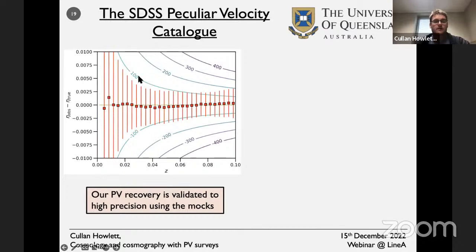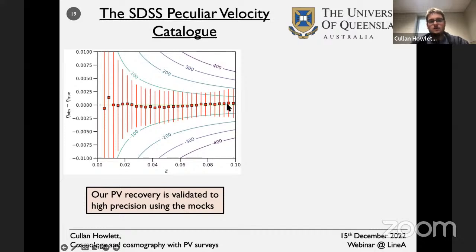So, like I said, we use these mocks to validate how well we recover the peculiar velocities. When I talk about peculiar velocities, I'm going to be talking about this parameter called eta here, which is effectively proportional to the peculiar velocity, although not quite. You have to multiply it by redshift to convert it to a peculiar velocity. On the y-axis, I'm showing what we would observe from the mocks if we run it through our pipeline, against the truth from the mocks.